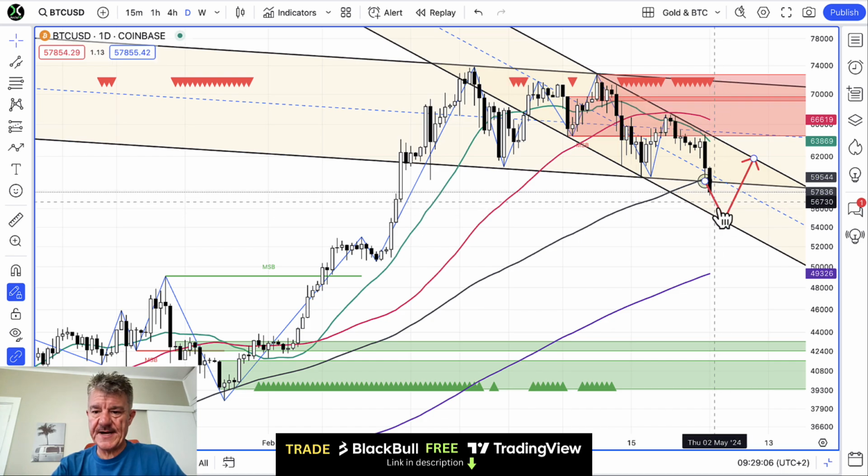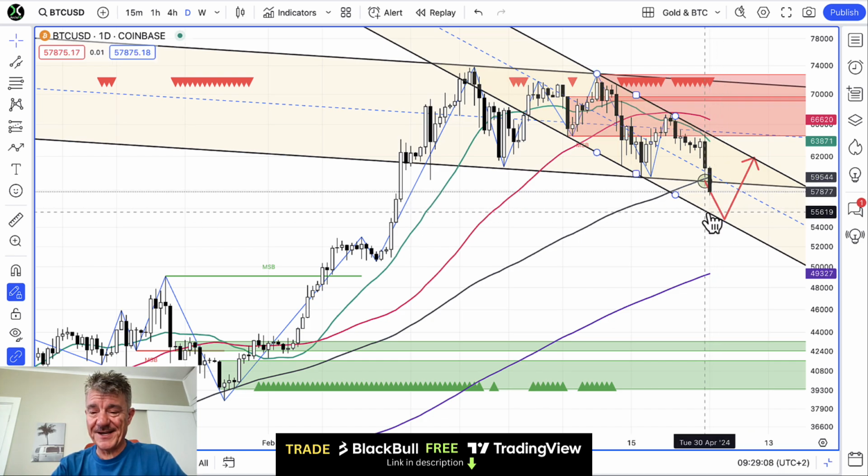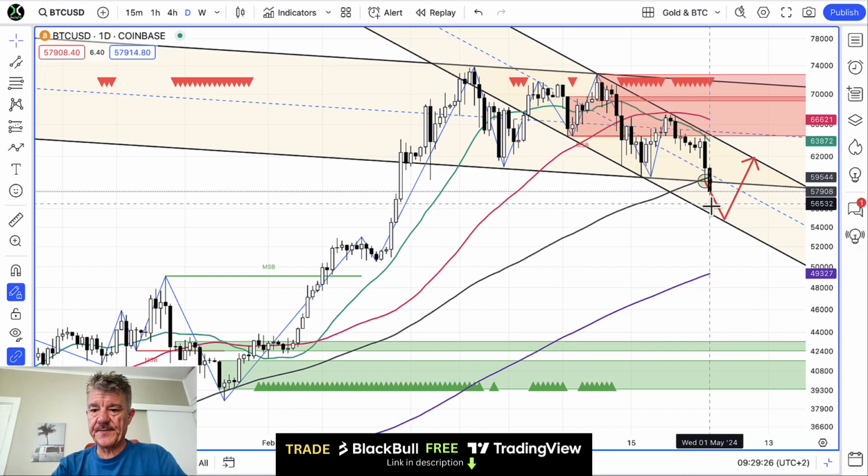I indicated that with this red arrow yesterday. I think we might get there faster than I expected. So somewhere around about 55,000 plus or minus 1,000 or 2. So I'll be looking to grab some more Bitcoin at about 55 or 56,000.